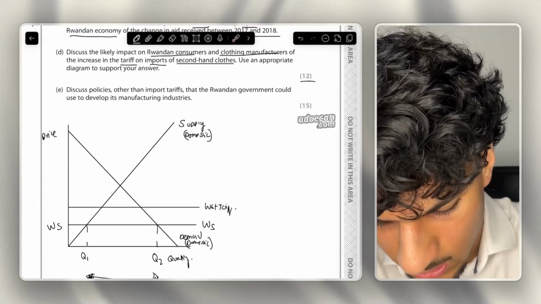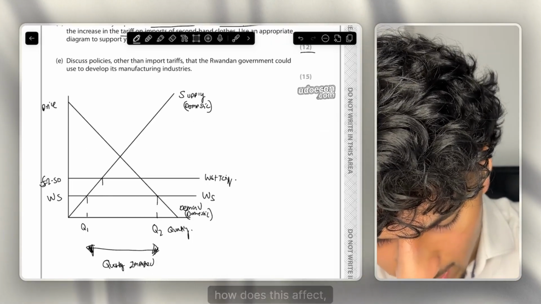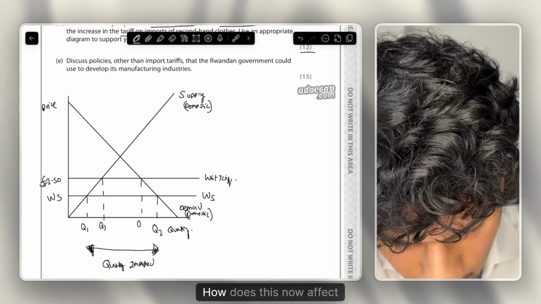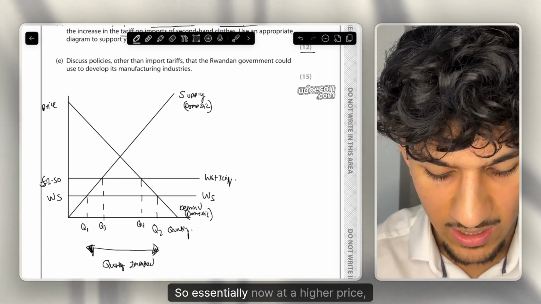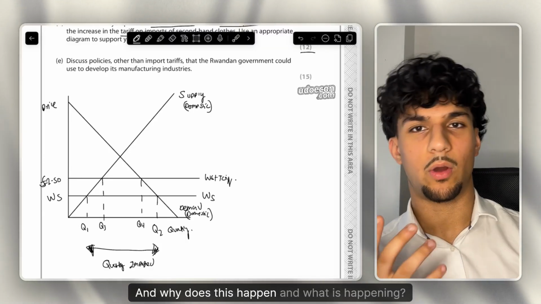So I'm going to write $2.50 there. And now, this should be fairly simple. Let's label up these new quantities, Q3 and Q4. How does this now affect our quantity imported? Essentially, now at a higher price, what's happened? Now we have some new quantities, and why has this happened?